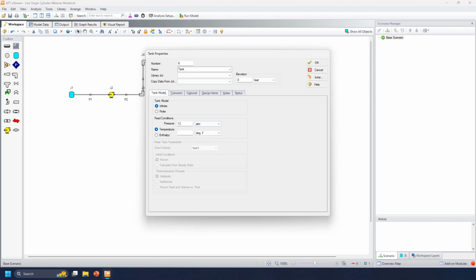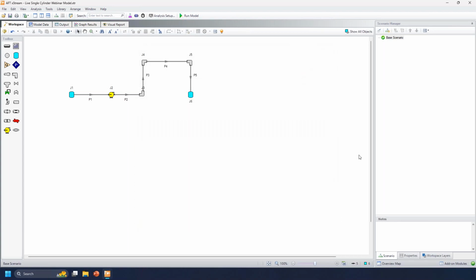And I'll set this to 1.6 atmospheres. Just call that 72. Okay, so as you can see down here in the bottom right, it's all fully defined. So we can go ahead and hit run.